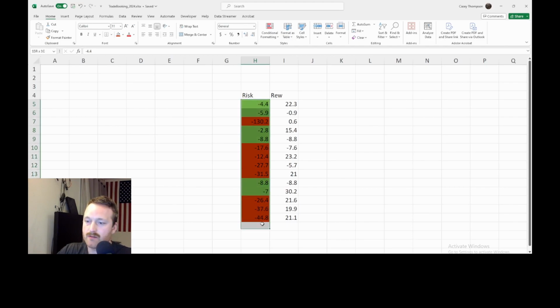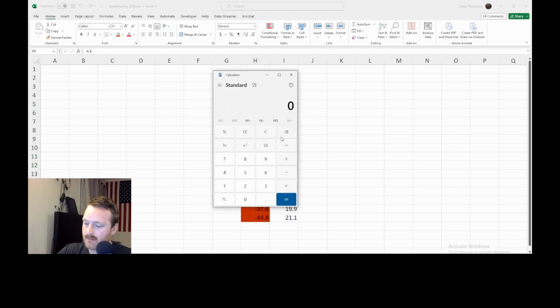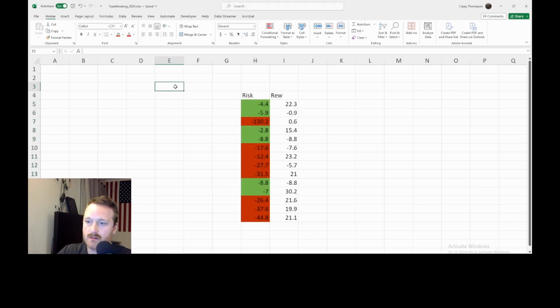Right now we've got 6 out of the total 14. 43% adherence rate to the session loss limit. Okay, we've got a 43% adherence rate to the session loss limit. This is important because we're not following our rules. If we can't follow our rules, what's going on here?